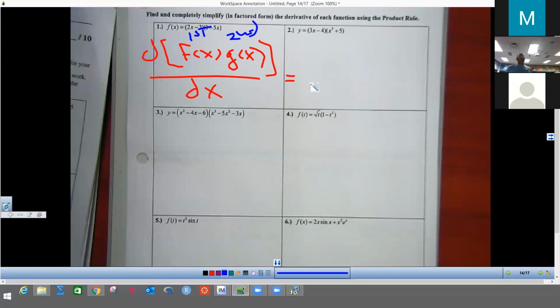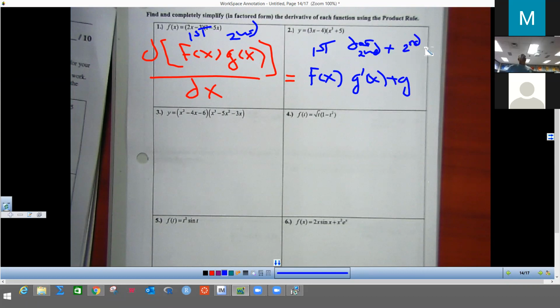So every time I did this, I said first, and maybe you need to write it down: first term times derivative of the second term. So that would be g prime of x, plus the second term times derivative of the first term. So the second term is g of x, derivative of the first term is f prime of x. So every time I do this, I say this out loud to myself.